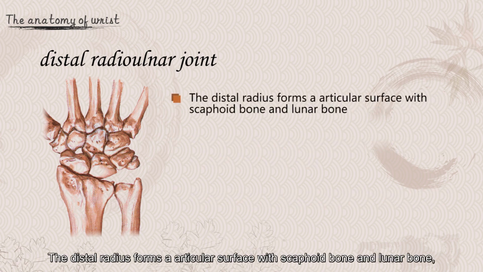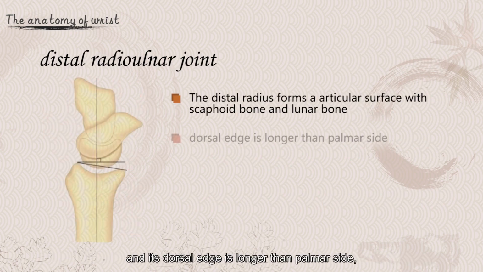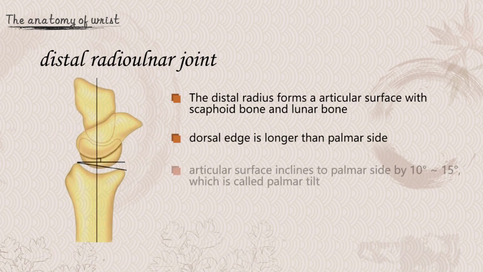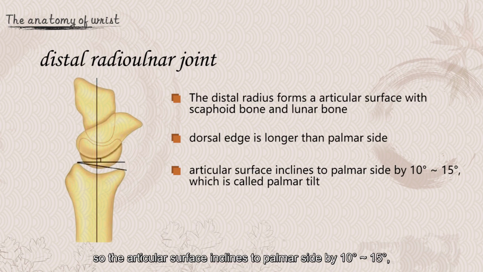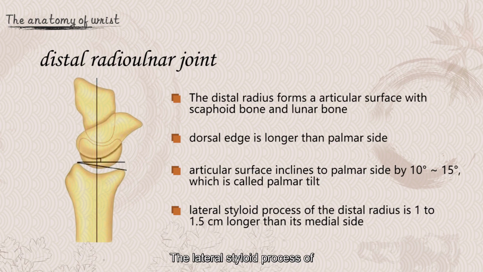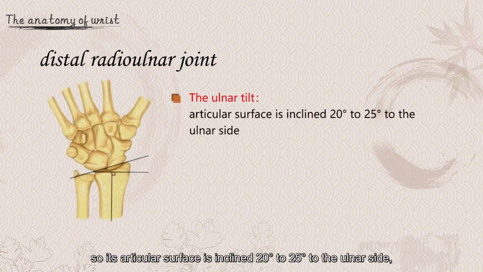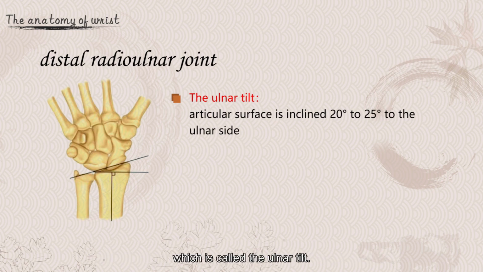The distal radius forms an articular surface with the scaphoid bone and lunate bone, and its dorsal edge is longer than the palmar side. So the articular surface inclines to the palmar side by 10 to 15 degrees, which is called palmar tilt. The lateral styloid process of the distal radius is 1 to 1.5 centimeters longer than its medial side. So its articular surface is inclined 20 to 25 degrees to the ulnar side, which is called the ulnar tilt.